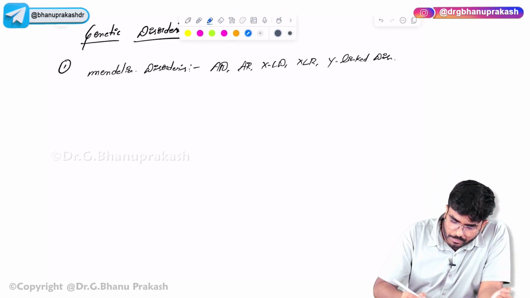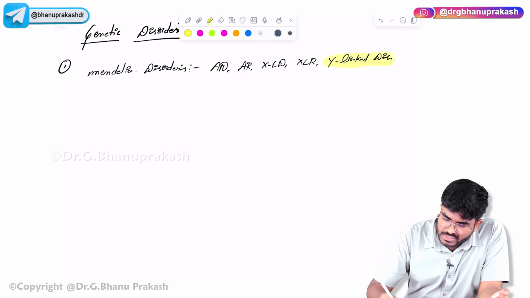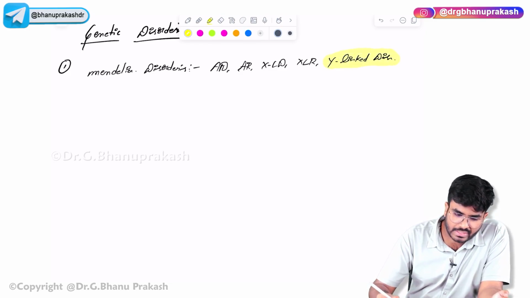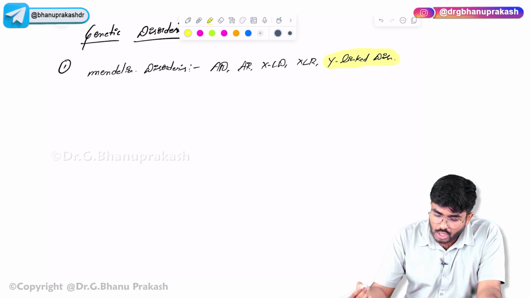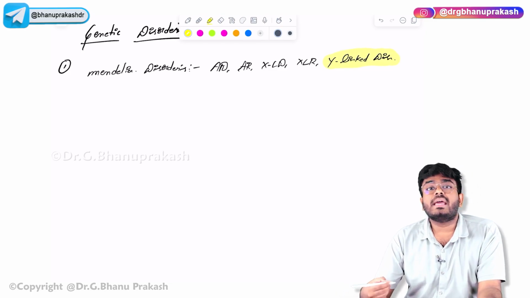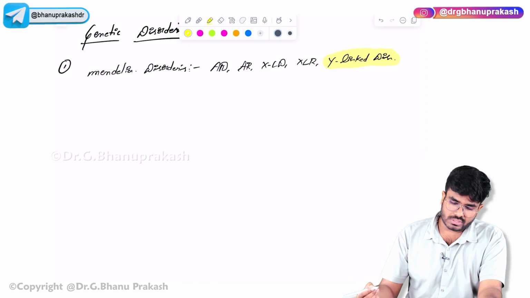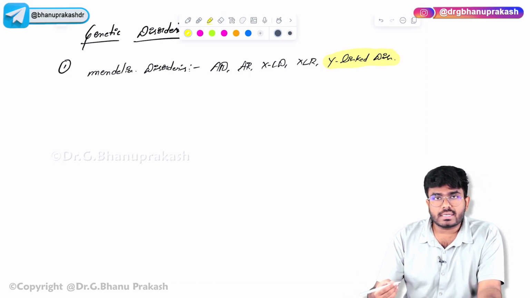Especially for your exam, the point I want you to know is that Y-linked disorders are also called holandric inheritance. The disorders which follow the Y-linked pattern are also called holandric disorders.